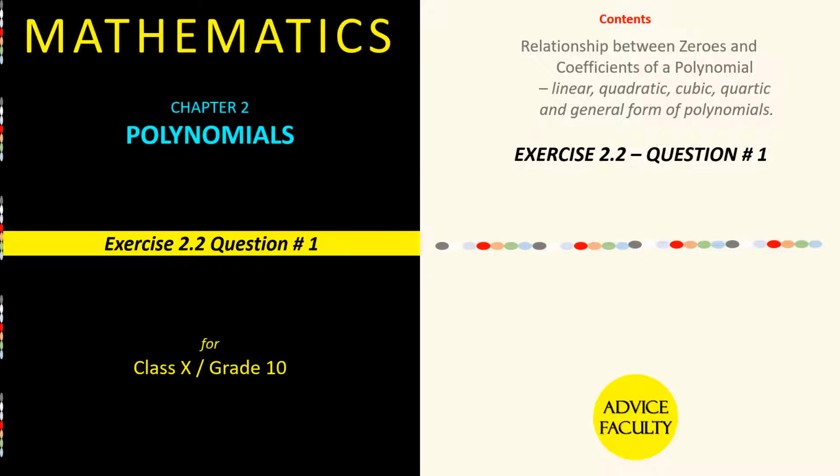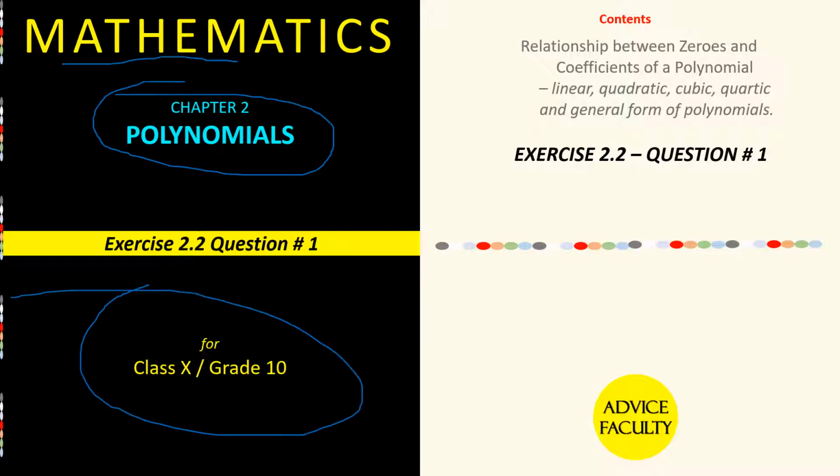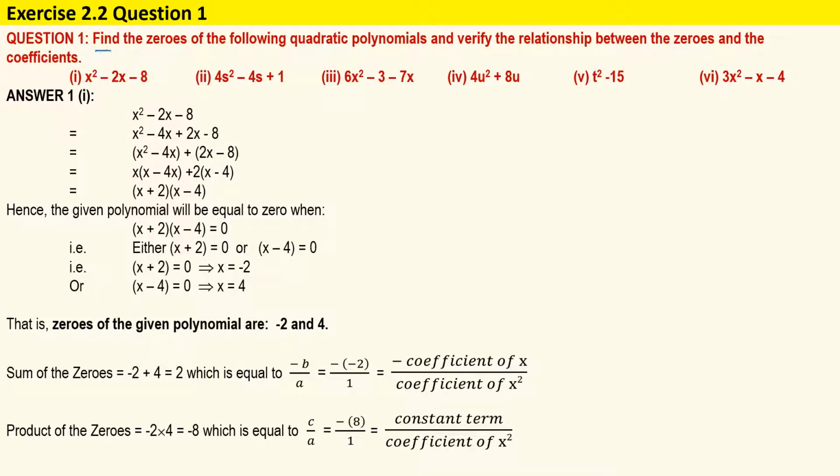Hi, welcome to this session on Mathematics, Chapter 2 on Polynomials. For Class 10 or Grade 10, we are doing exercise 2.2, question number 1. Question number 1 states, find the zeros of the following quadratic polynomials and verify the relationship between zeros and the coefficients. Answer 1, part 1, x² − 2x − 8.